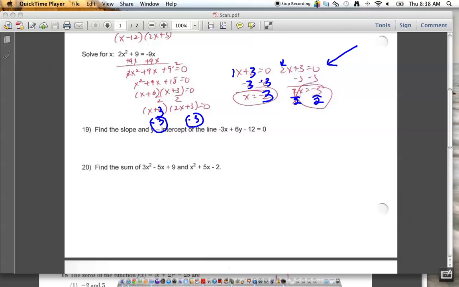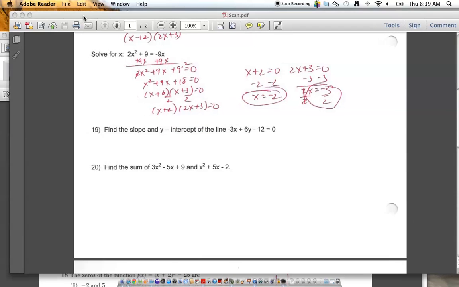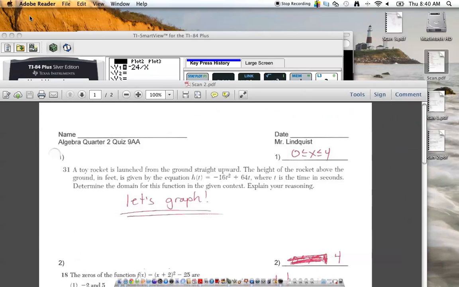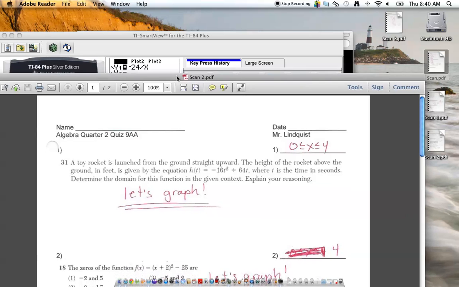Okay, so that covers everything on last night's homework that we're going to go over. Now, today's quiz.